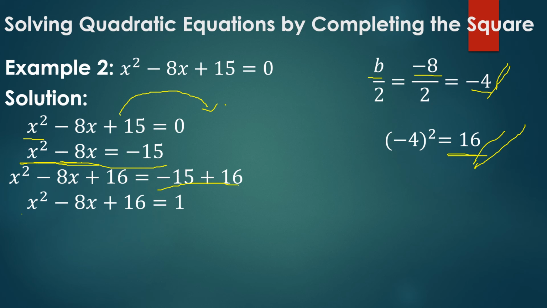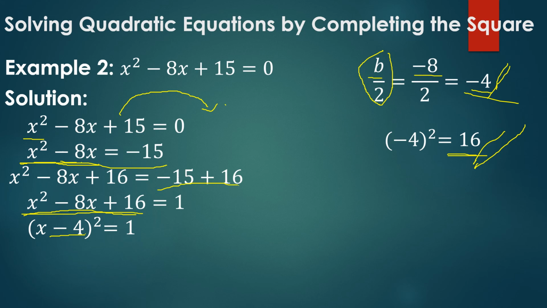And then we have to rewrite this perfect square trinomial as a square of a binomial. So what is the binomial square of this one? That is x minus 4 quantity square, by following the form x plus b over 2 quantity square. And we all know that our b over 2 is negative 4. That's why we are going to write negative 4 there.